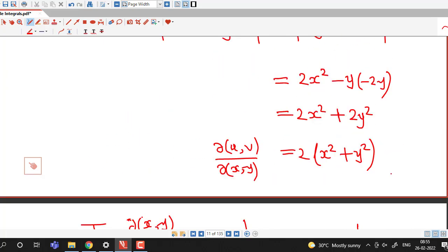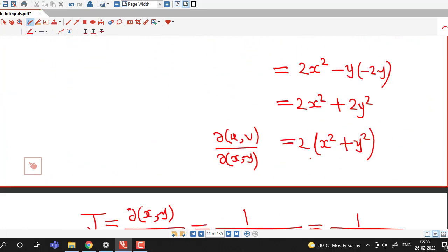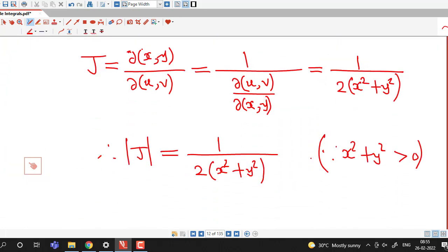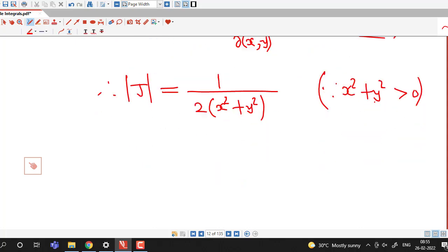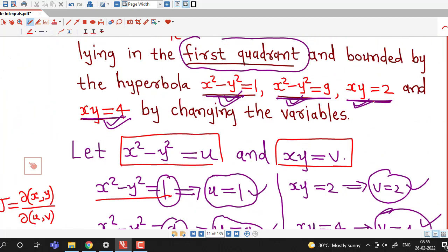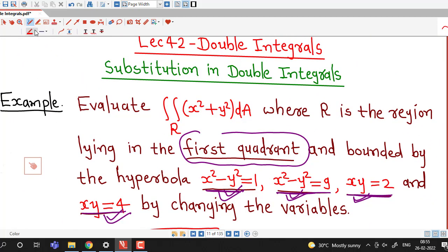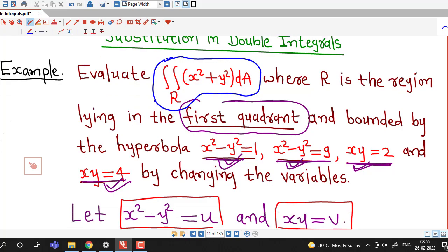And because we are considering the region in the first quadrant, the region bounded by all these hyperbolas in the first quadrant, x and y will never be 0 at the same time. So this is always non-zero. So once we obtain the Jacobian, and we have obtained the limits of integration also, the next step is we have to convert this double integral from x, y to the new variables u and v.